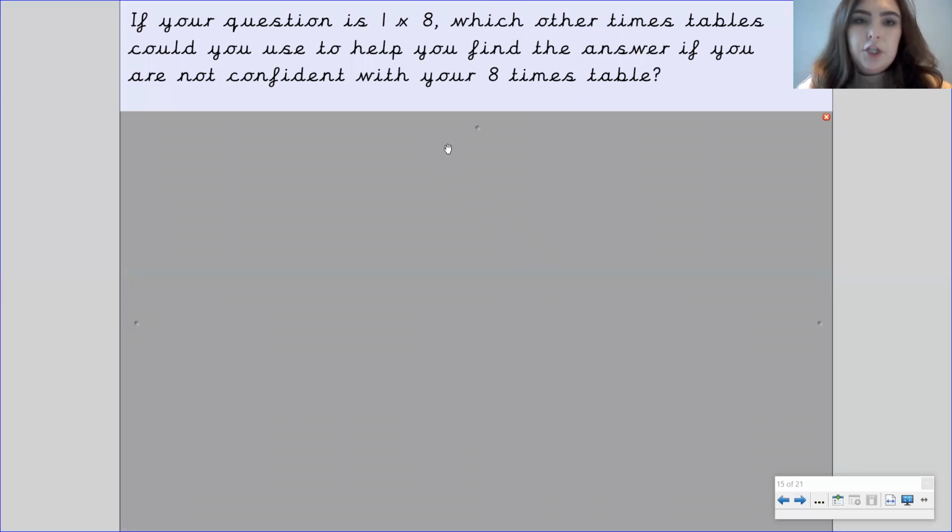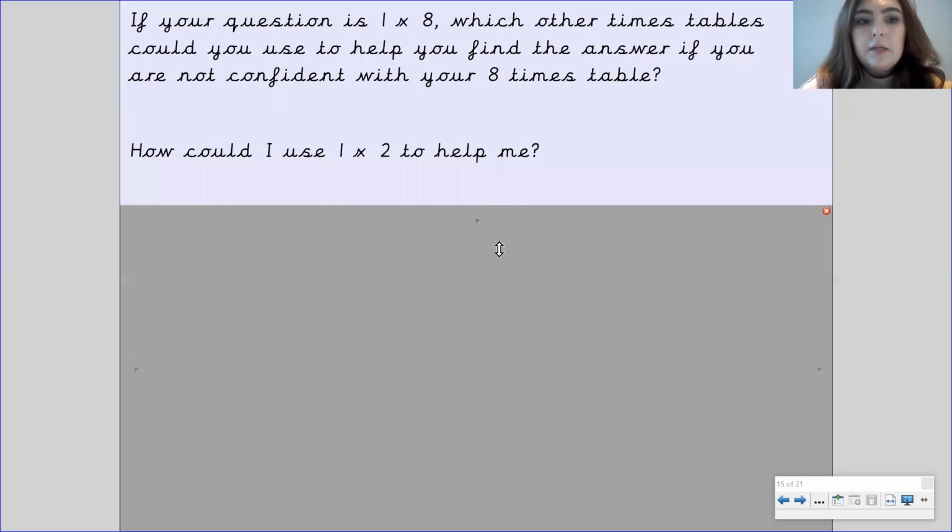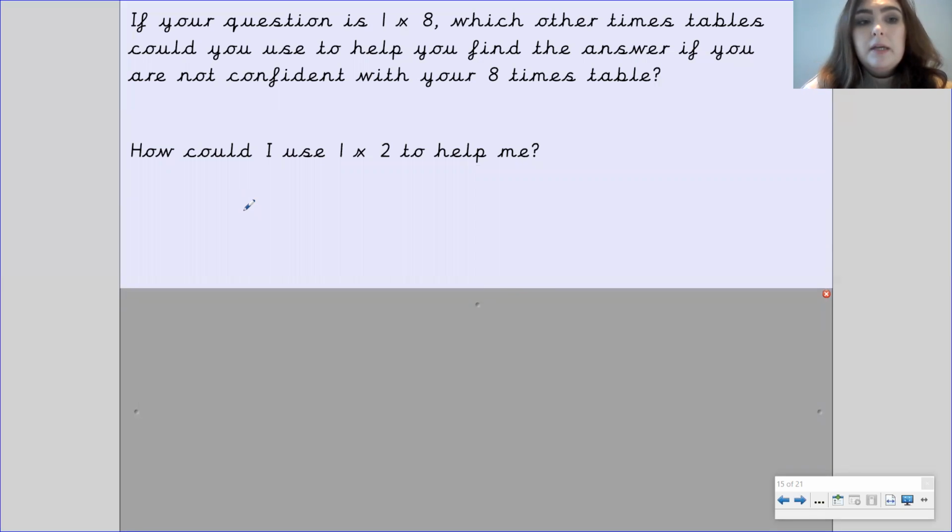So if your question is 1 times 8, which other times tables could you use to help you find the answer if you're not so confident with your 8 times tables? Pause the video and have a think. Well done if you got the first one, is that we could use 1 times 2. So what we basically do here is double and then double again. So we know that 1 times 2 is 2, double it becomes 4, and then we double it again and it becomes 8.